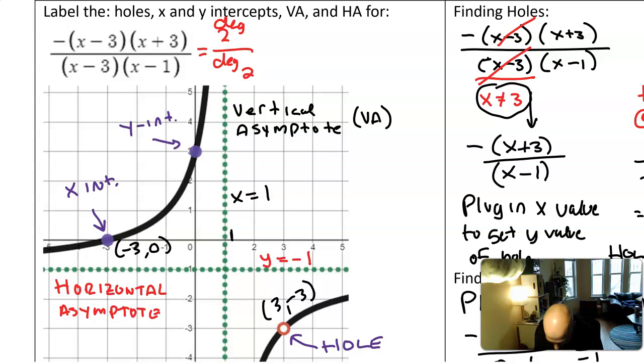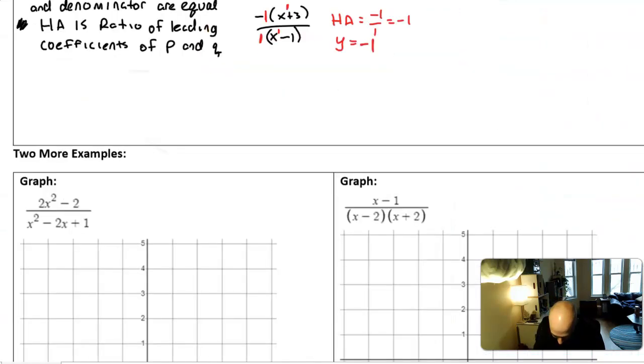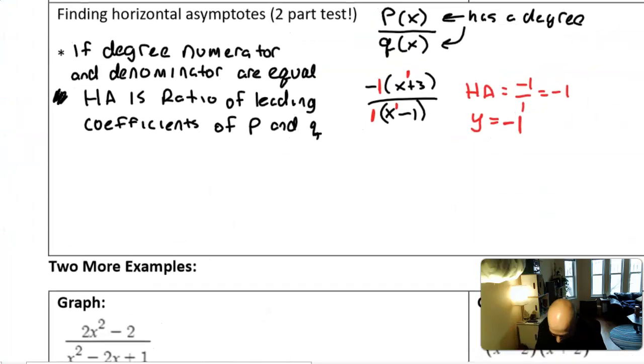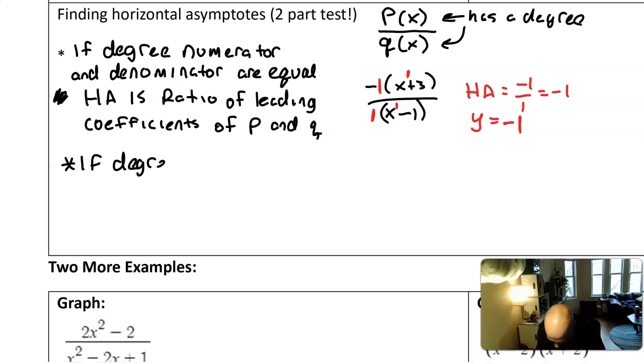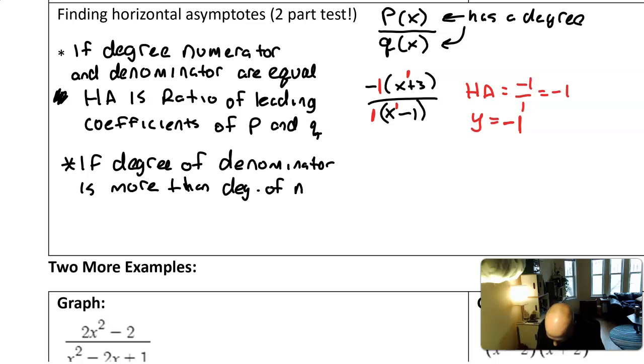So we'd be looking at the ratio of the leading coefficients, -1 to 1. Now, the other case that you might see today is if the degree of the bottom is greater. There's more exponents on the bottom. So here, we'll just make a new space. So we'll say if the degree of the denominator is more than the degree of the numerator, then all you have to do is say that the horizontal asymptote is at y equals 0.